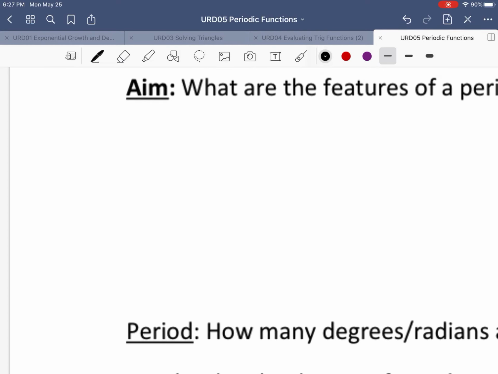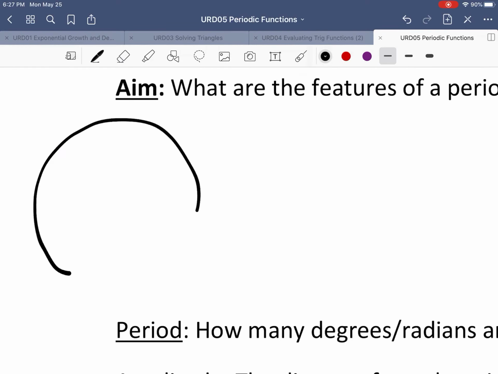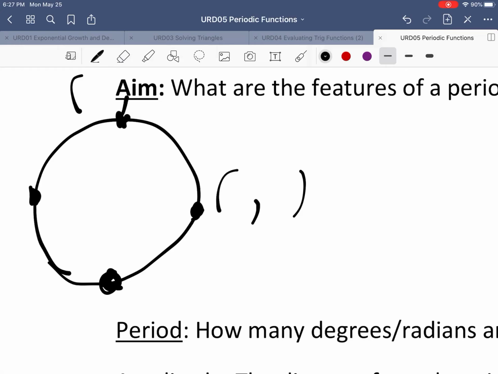So today we're going to review the trig functions and their graphs. First we're going to start off with the unit circle, as we usually do. We're going to make some coordinates at 0, 90, 180, and 270. So just going to give those coordinates.